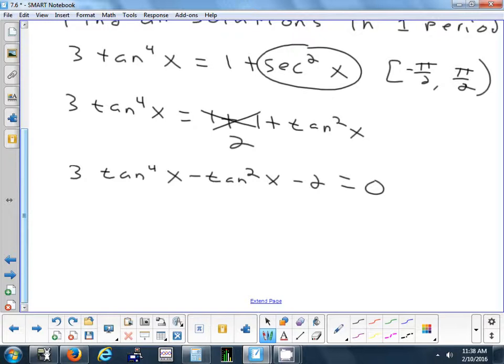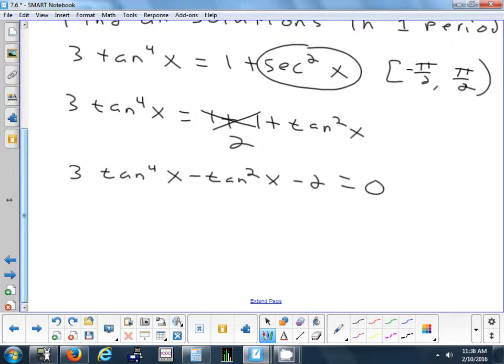Is that a quadratic equation? It is, yeah. Anytime you have a square here and a first power in the middle, anytime your first term's exponent is double the second, and the last term is a constant, it's a quadratic type equation.